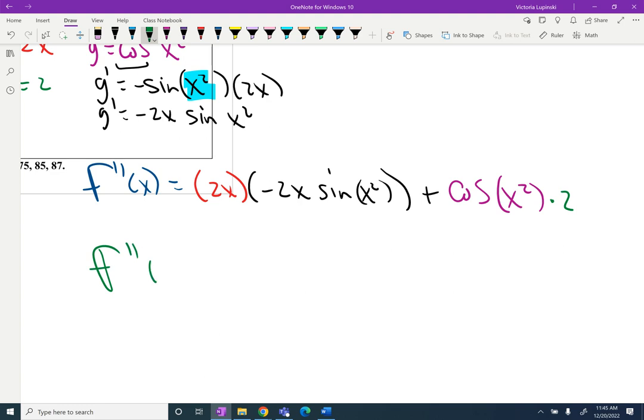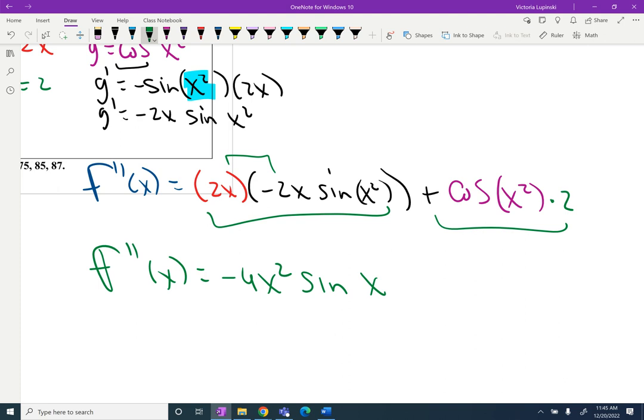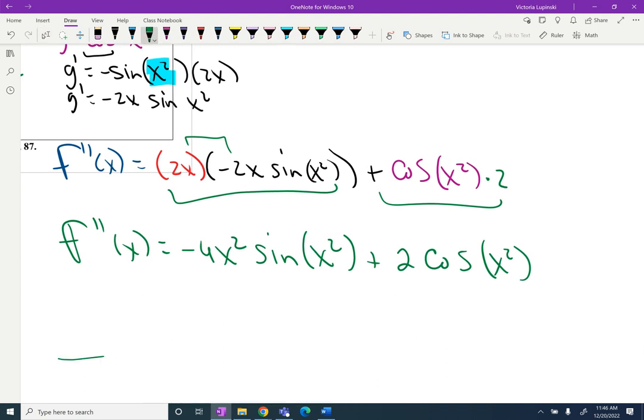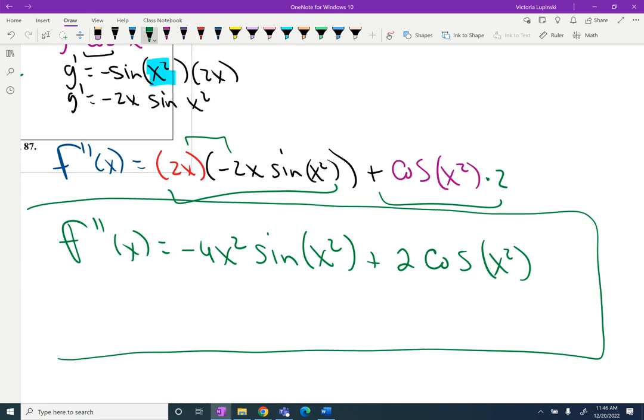Let's clean this up a touch. Simplify this first guy, simplify this second guy. So in the first one, I'm going to multiply a positive 2x times a negative 2x, which gives me negative 4x squared sine x squared, again, with or without parentheses, dealer's choice, plus 2 cosine of x squared, again, with or without parentheses. That would be an amazing, perfect final answer.